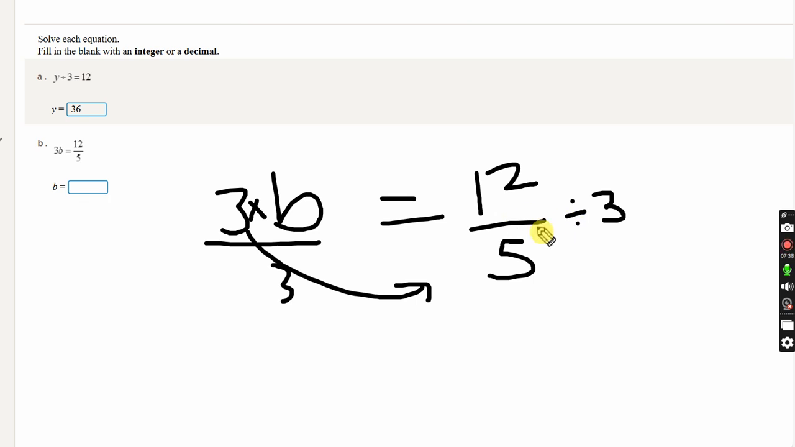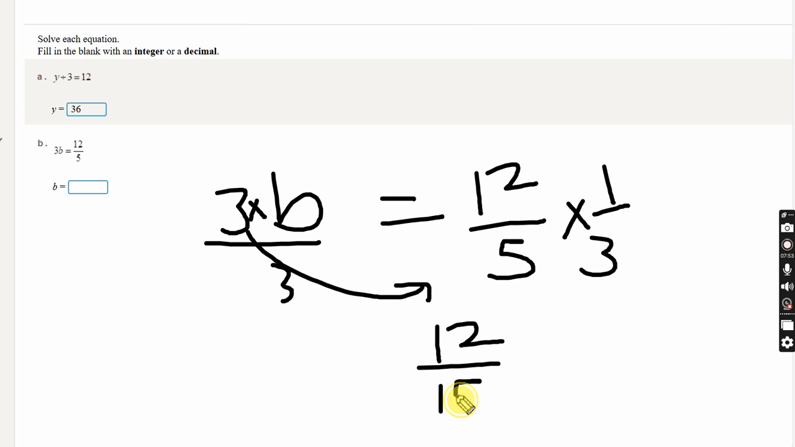Now, if you want to divide here by 3, you have to flip it to make it multiplication. Remember, whenever we change division into multiplication, we flip it. So we multiply here by 1 over 3. We'll multiply 12 over 15. Divide by 3 up, divide by 3 below. That will give us 4 over 5.